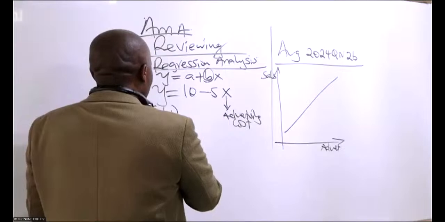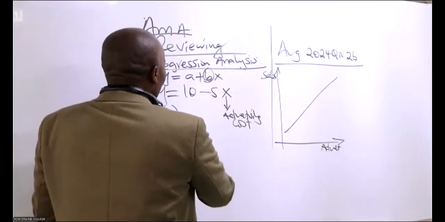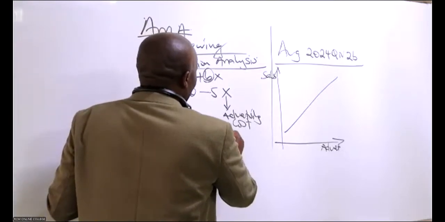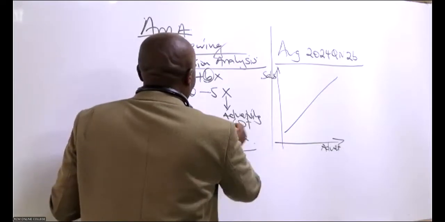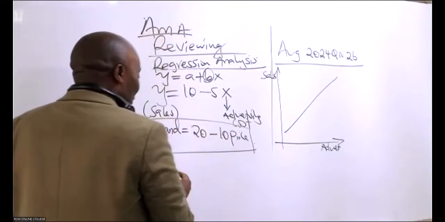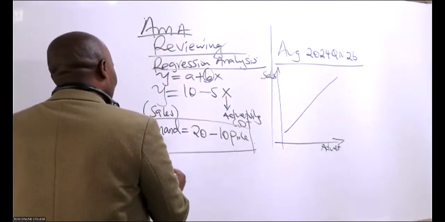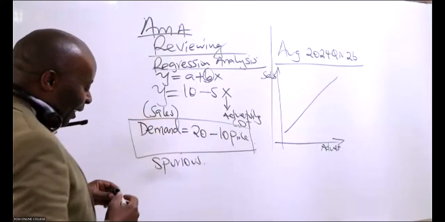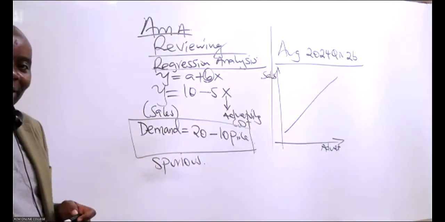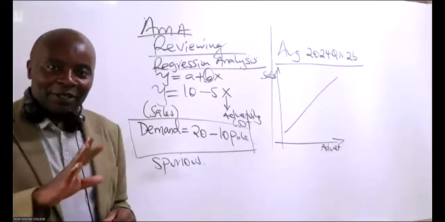Assuming we have here demand equals 20 minus 10 price. This model, is it economically plausible or is it spurious? You know, there is somebody who will think that anytime they see a negative, they'll be writing spurious. I haven't taught you about that.